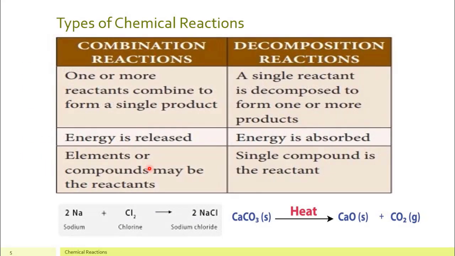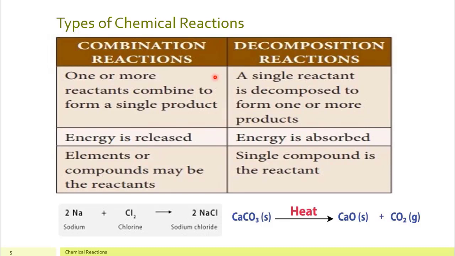So first of all, let us revise the previous lecture. In the previous lecture, you have studied about the types of chemical reactions, the addition reactions, also known as combination reactions, and decomposition reactions. In addition reactions, you have studied that one or more reactants combine to form one single product. That is why it is also called combination reaction.